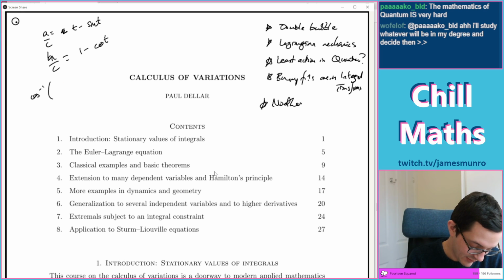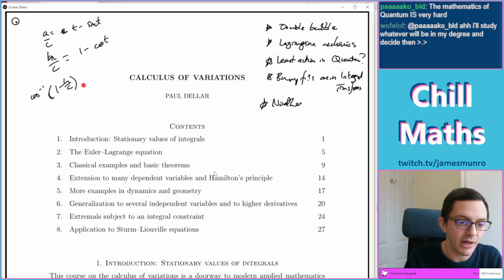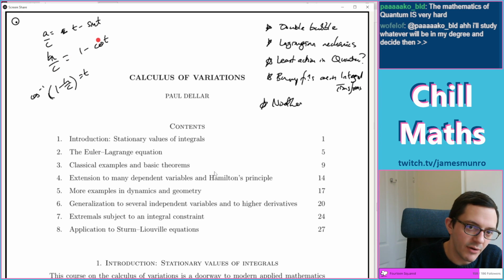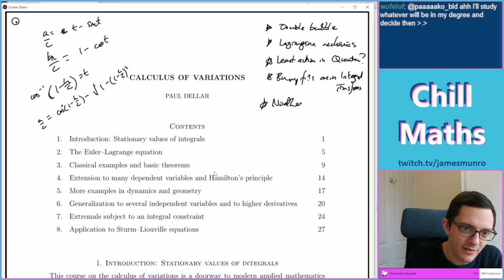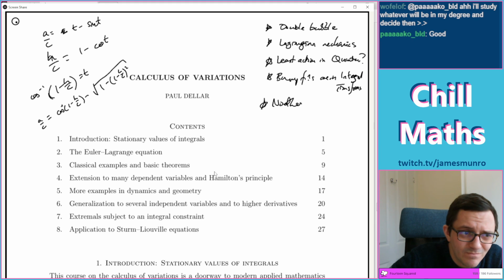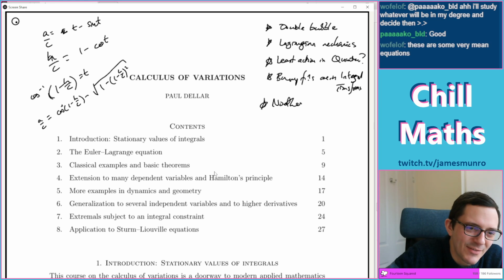So this one gives me cos inverse of 1 minus H over C, which is equal to t if I rearrange this one. It's not very chill maths, but hey. Then A over C is that arccos minus sine t, which is like the square root of 1 minus H over C squared, probably, more or less, plus or minus. Can I solve that for C? Obviously not. These equations are horrible.